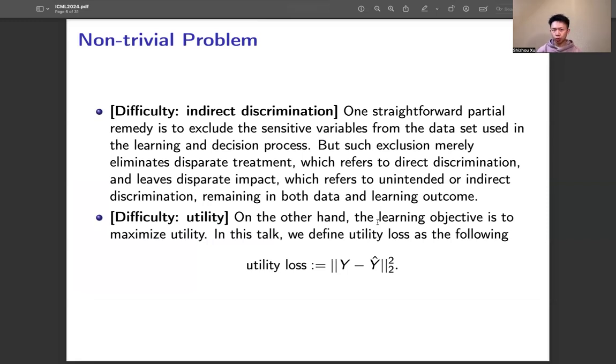The problem is non-trivial due to at least the following two reasons. One is that the sensitive information z can be highly correlated or dependent on other feature variables in the data. And another is the utility cost. So we don't really know how much utility cost is due to the additional statistical parity constraint on the learning outcome.